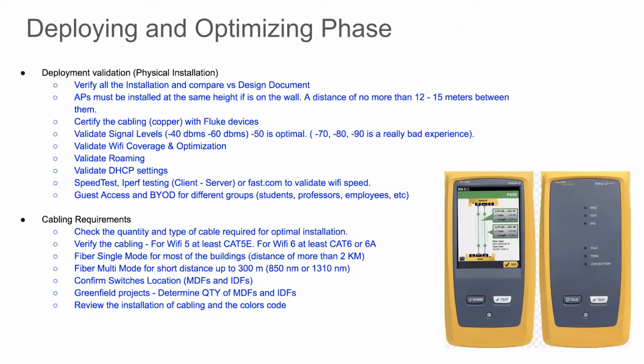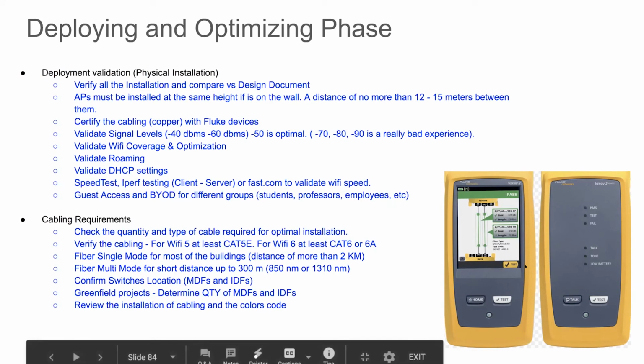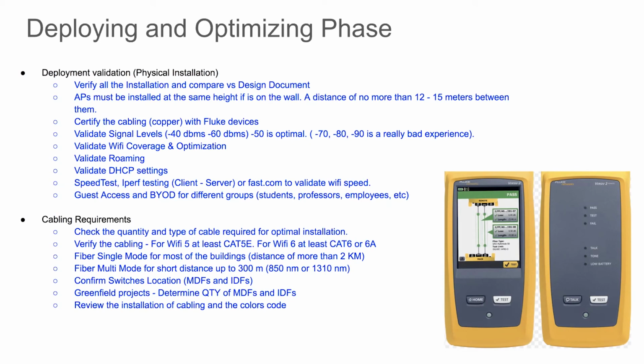This slide is basically a list of all the things that need to be validated and verified by a partner, usually to make sure that the quality of the installation and the design is correct. The first thing is to personally verify the installation and compare against the design document. The second thing is to check that the APs are installed at a suitable height and there are no obstructions. The next one is to validate the cabling and the correct category of the cabling and certify the cabling using these devices, the Fluke devices. Also, it is very important that the coverage must be between minus 40 dBm and minus 60 dBm. The minus 50 is optimal. If you are getting this type of signal, minus 70, 80, or 90, your user is going to have a very bad Wi-Fi experience, okay?